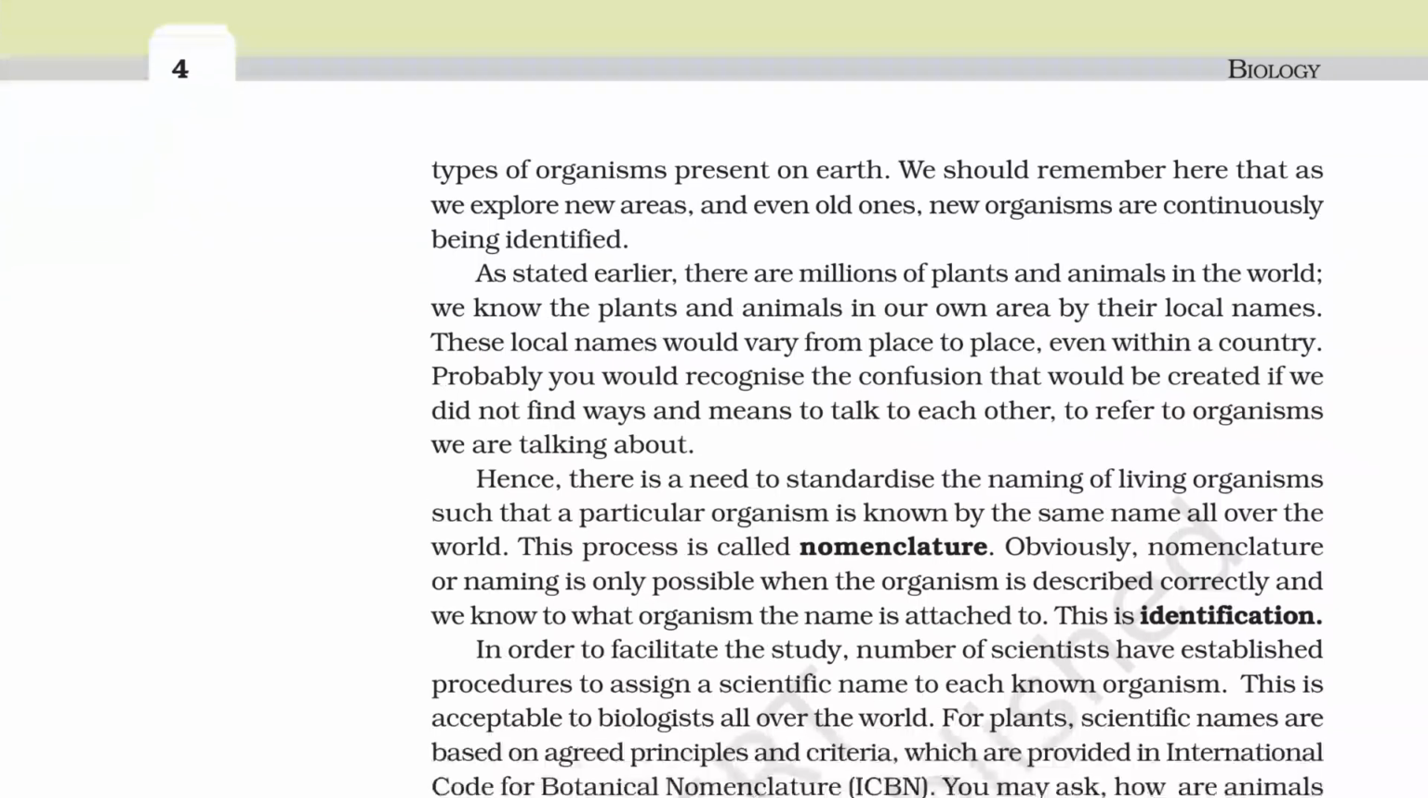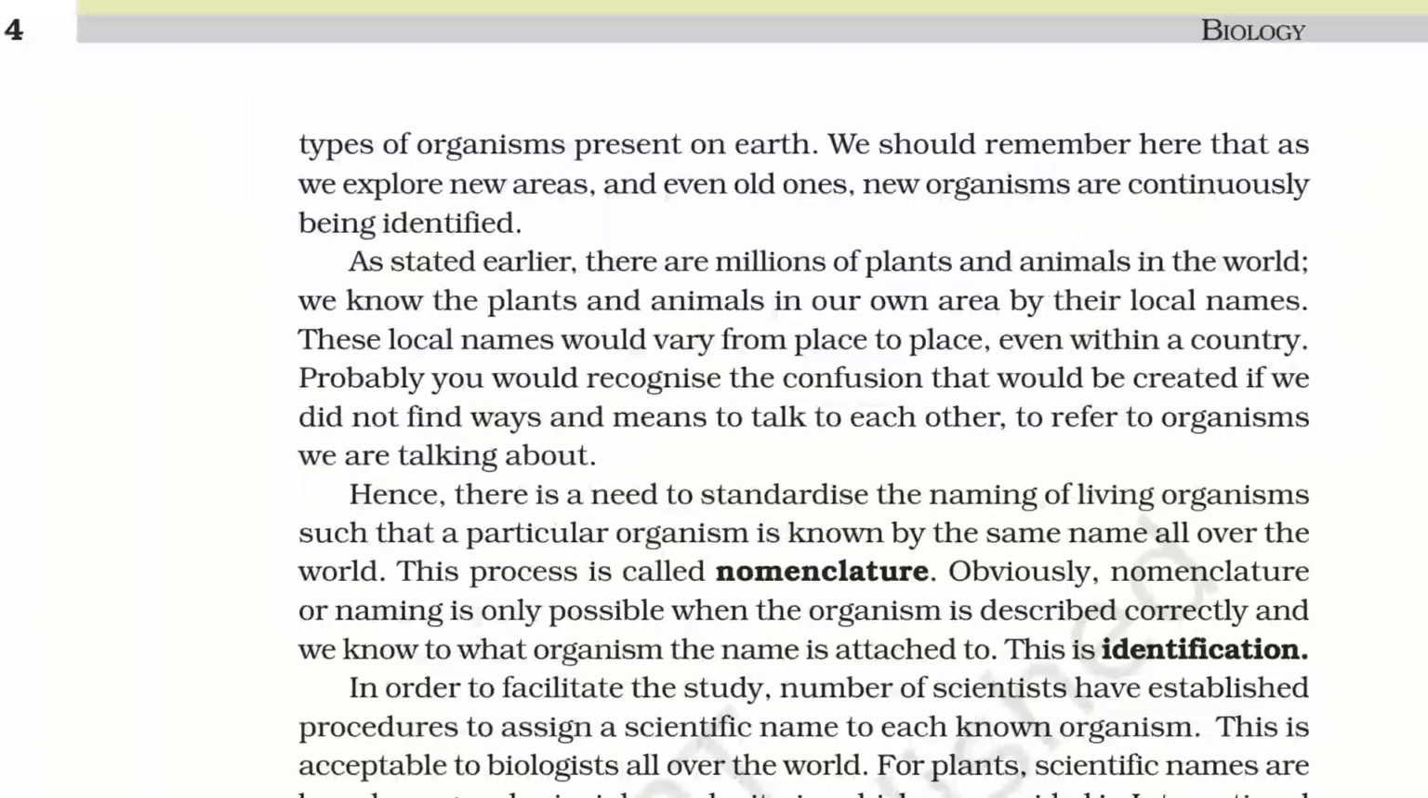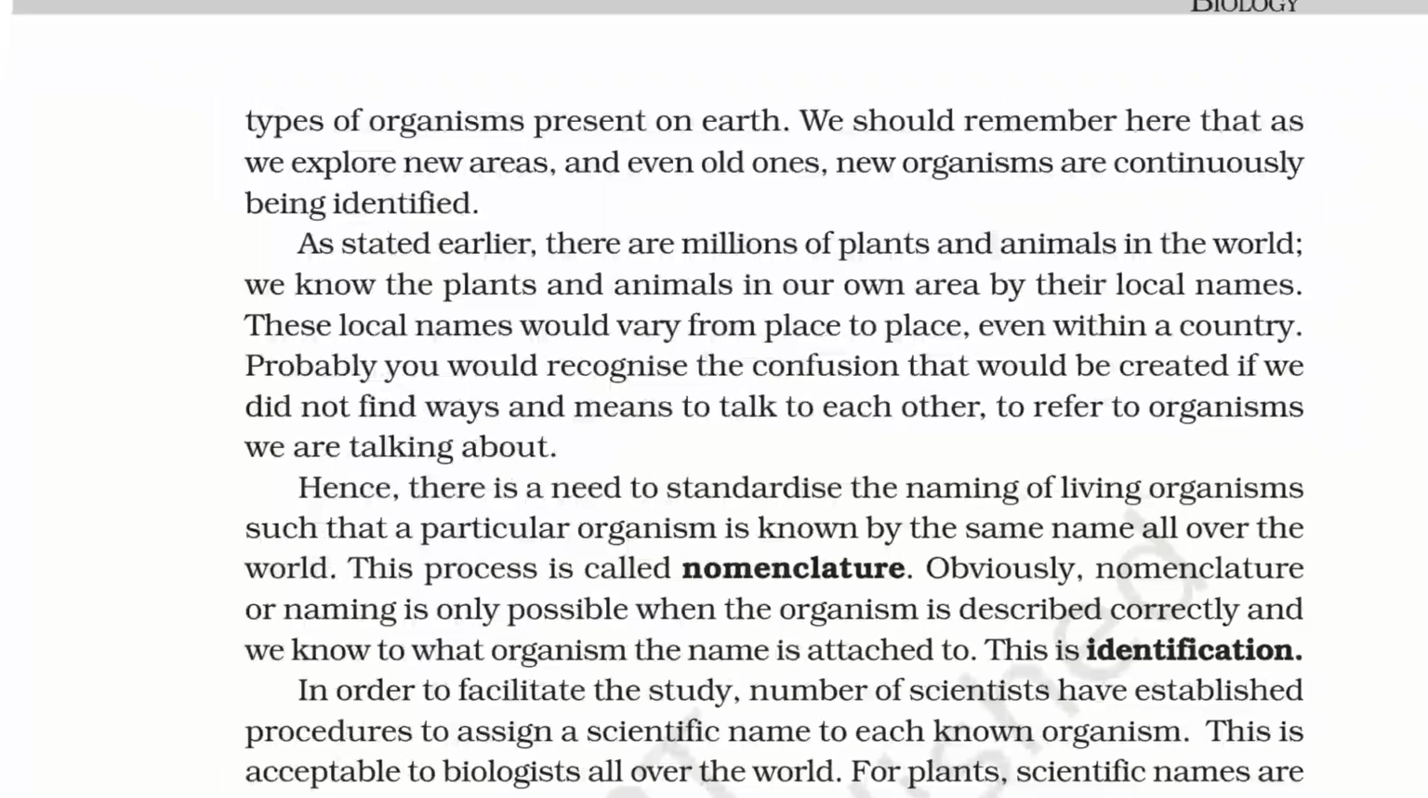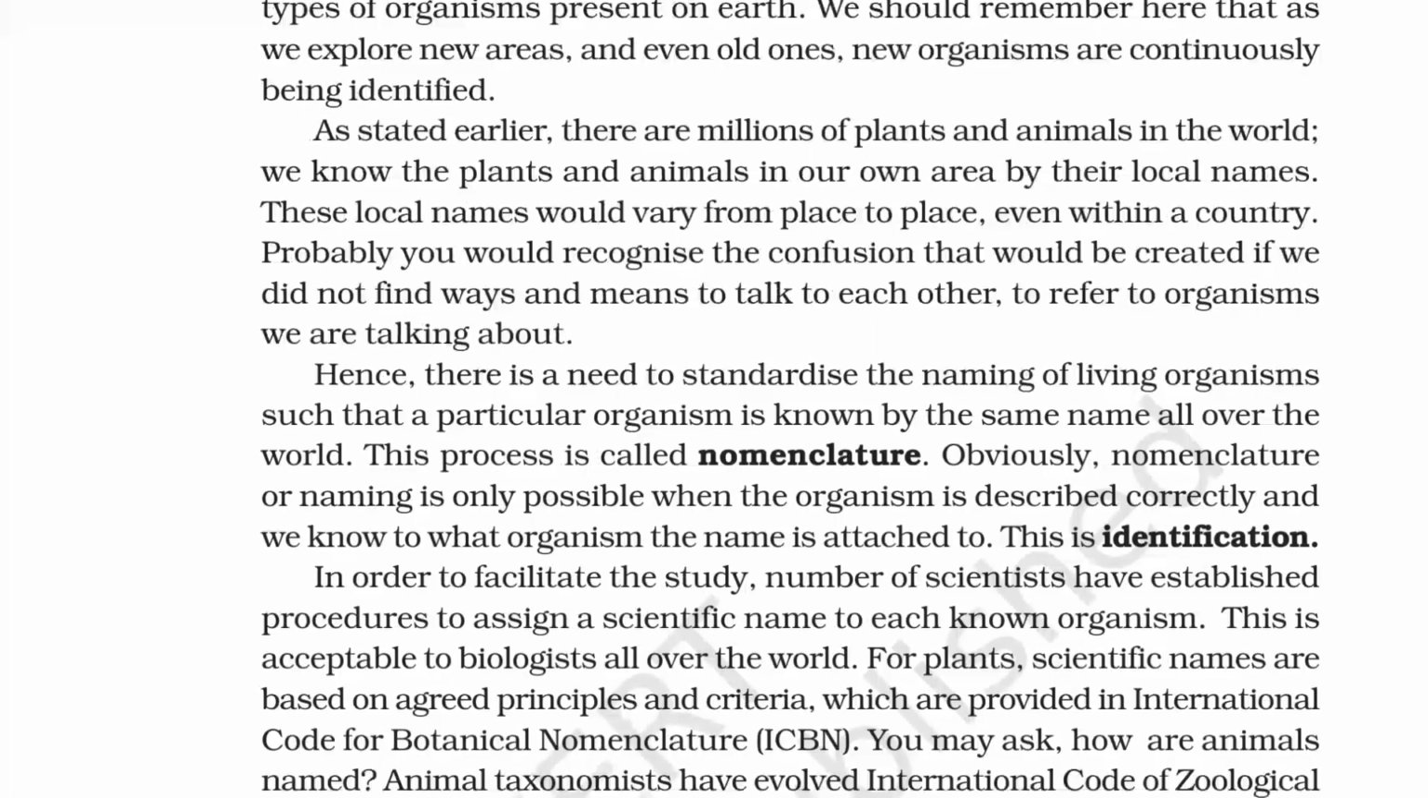So we should remember here that as we explore new areas and even old ones, new organisms are continuously being identified. As stated earlier, there are millions of plants and animals in the world. We know the plants and animals in our own area by their local names. So these local names would vary from place to place.